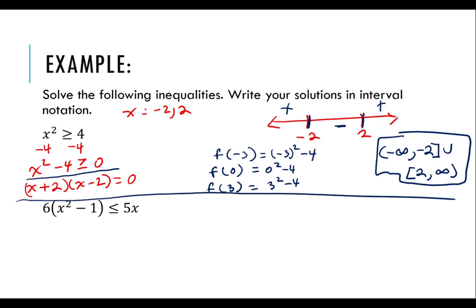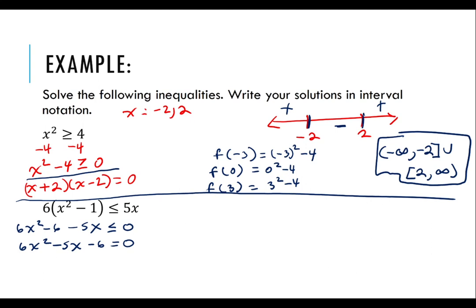Next one, I have 6x squared minus 1 is less than or equal to 5x. First thing, I should get everything on one side of the inequality with relation to a 0. So I'm going to do two things in the first step. I'm going to distribute the 6. That's going to be 6x squared minus 6, and then I'm going to move the 5x over, so I'm going to subtract 5x. That's less than or equal to 0. So then I get 6x squared minus 5x minus 6, and I need to solve this for 0 so I can find those critical values.